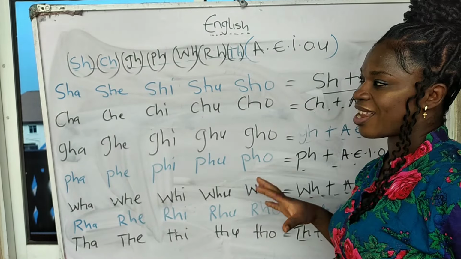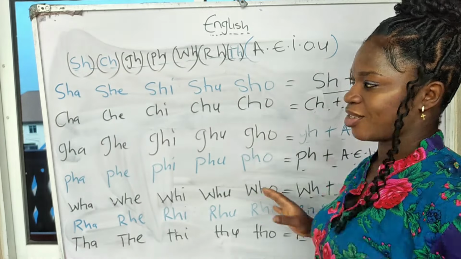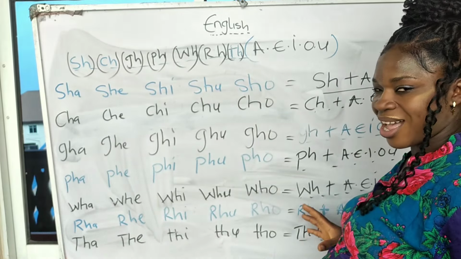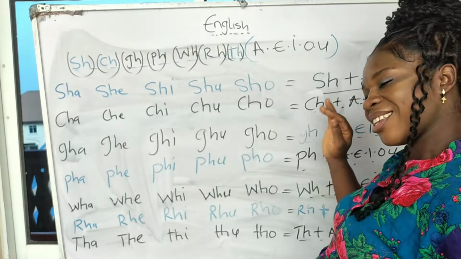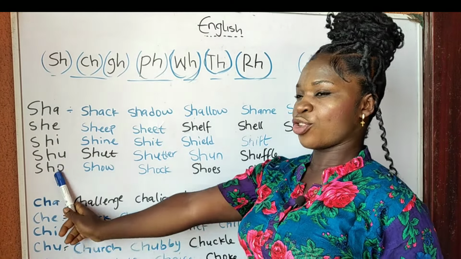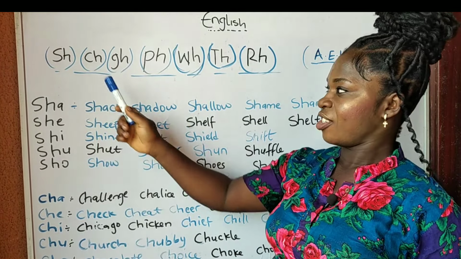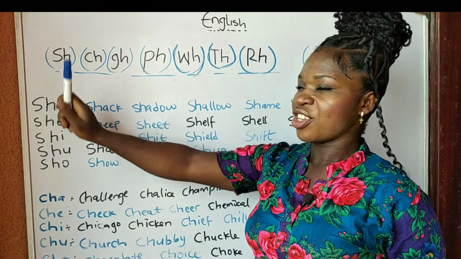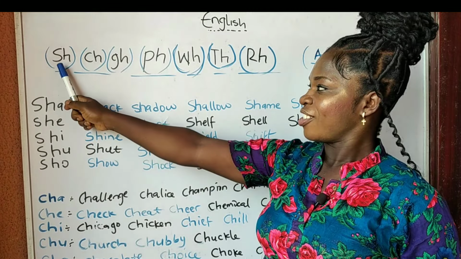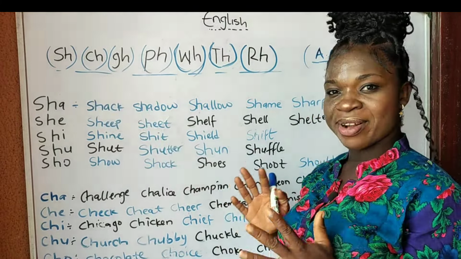So let's move to the next stage, which is trying to pronounce the words that match, to see if our sounds are what they should be. So let's go. Sha, she, shi, shu, sho. Sh, sh. What is this? The ch, ch. So let's try pronouncing the words.